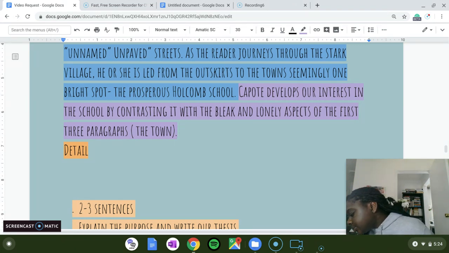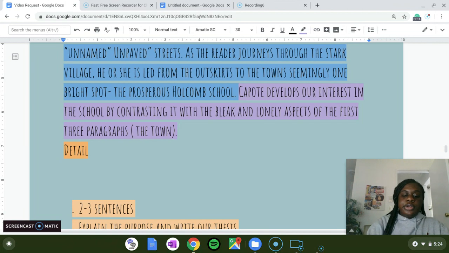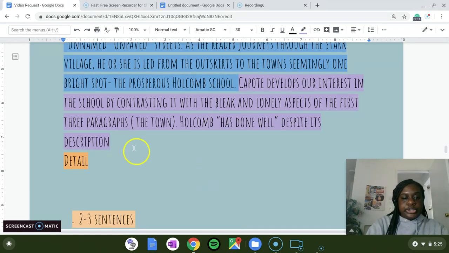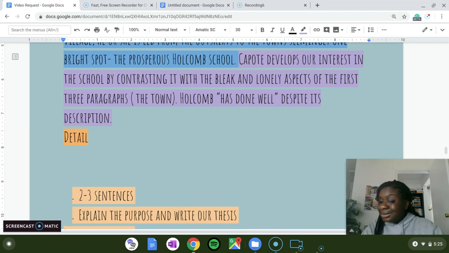Holcomb has done well despite its forbidding description. So we know that Holcomb has done well despite its description. And this is a quote. That has done well is in reference to the passage. Despite its description, and we already know the description. We don't want to be here. So, has done well despite its forbidding description.